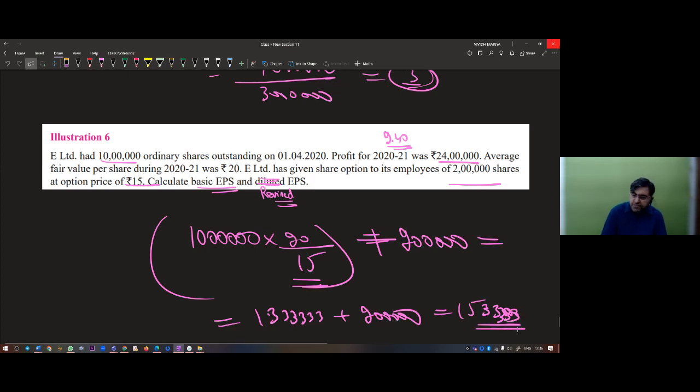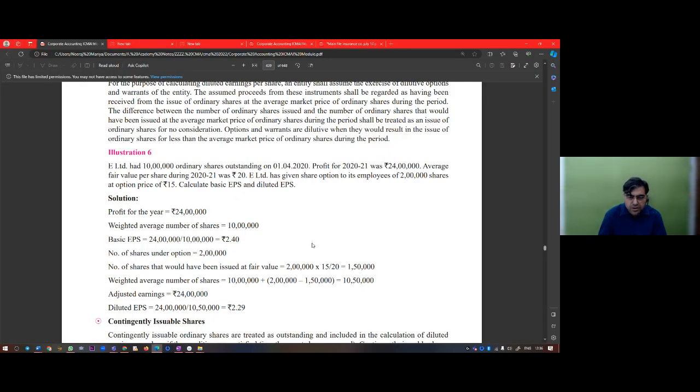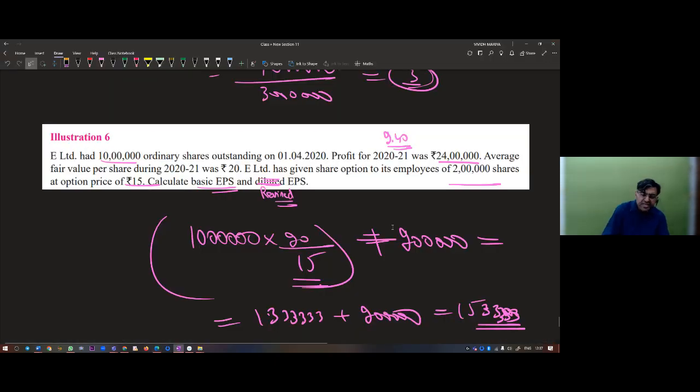24 lakhs divided by 15333. Wait. They say employees get 2 lakh shares at the option of 15. Instead of 15, make it 20. To make it 20, you make it 15. The purpose will be the same. This will become, equating, 10 lakh 50. Yeah, that is also right. This is alternatively okay.